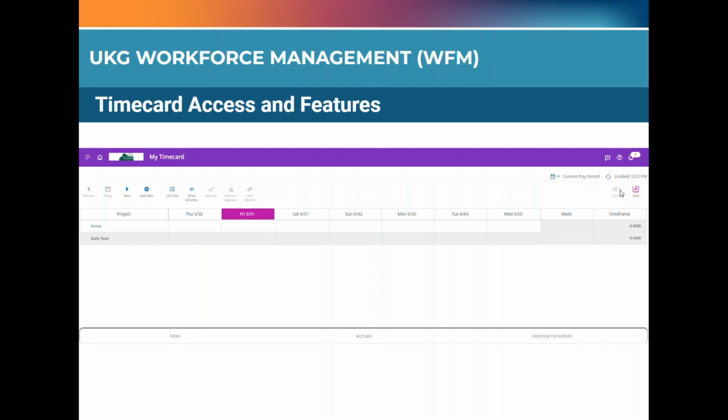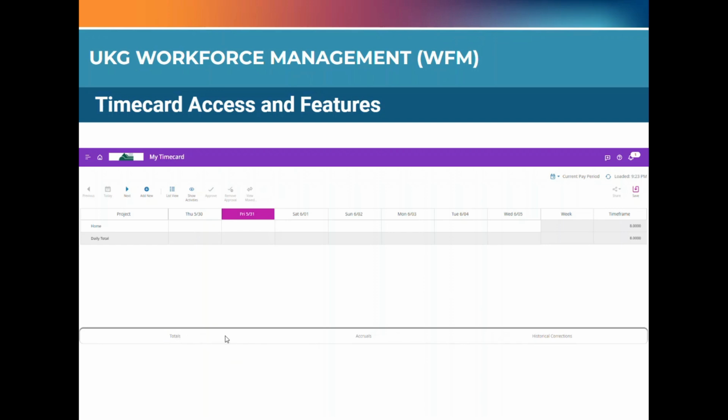Share. This is how you print your time card. And Save. To save time you have entered or changes you have made to your time card. There are also 3 tabs at the bottom of the time card: Totals, Accruals, and Historical Corrections.